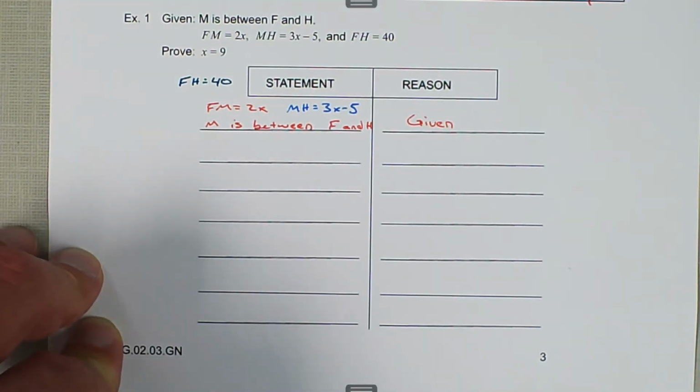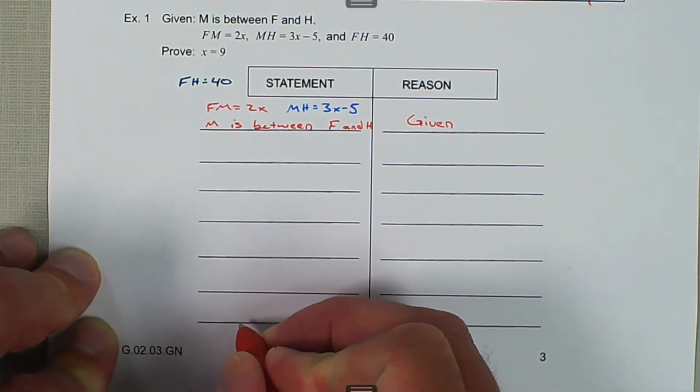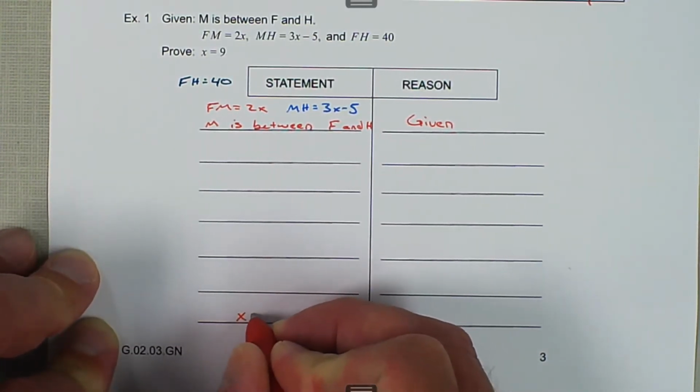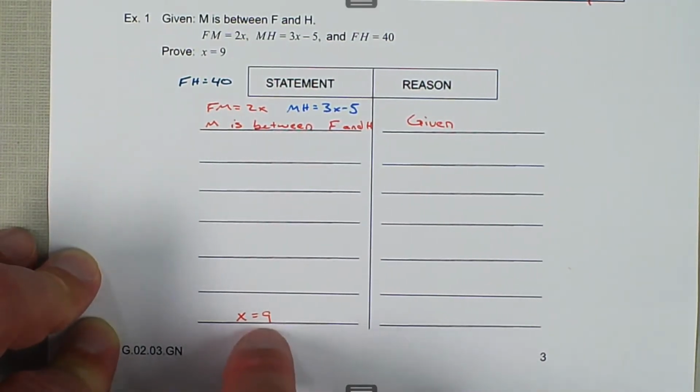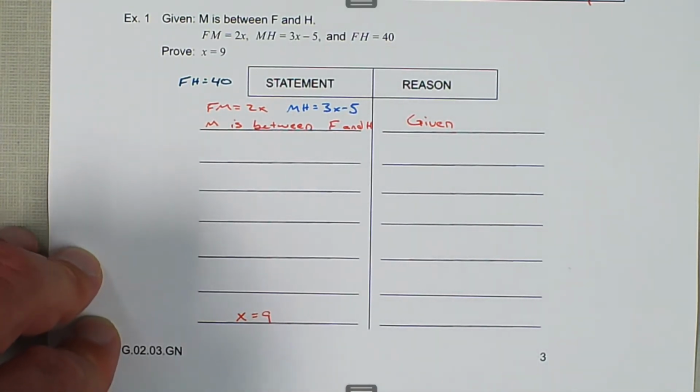Next thing that we want to look at is what are we trying to prove? So we are trying to prove that x is equal to 9. And I'm going to write this down at the bottom of the page over here. We don't know the reason that x is equal to 9, but we know that's the last thing that we're going to want to do when we get done. And then to help us along the way, we want to make our diagram. That's step number 3. We want to diagram the things that are there.